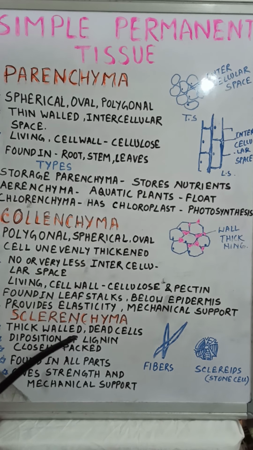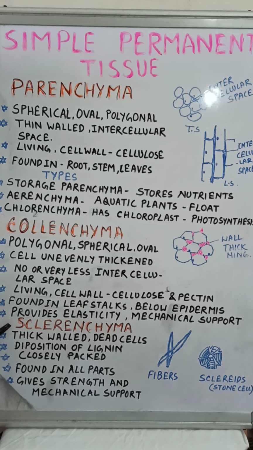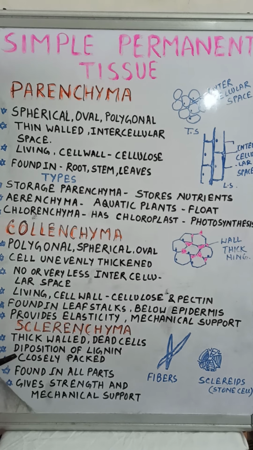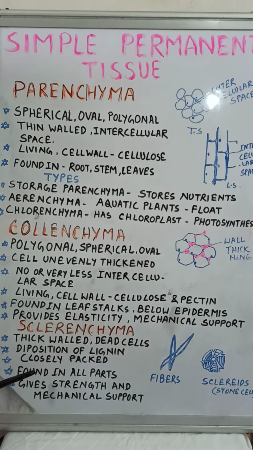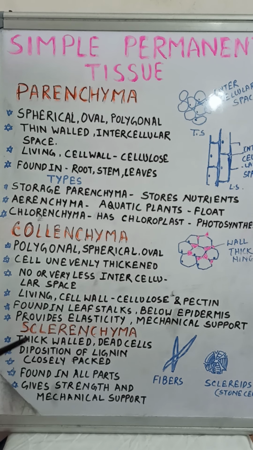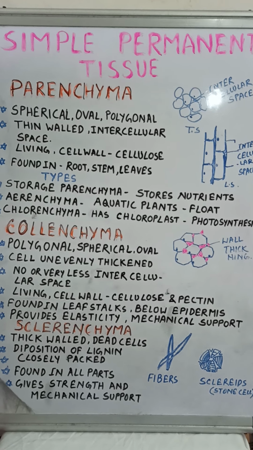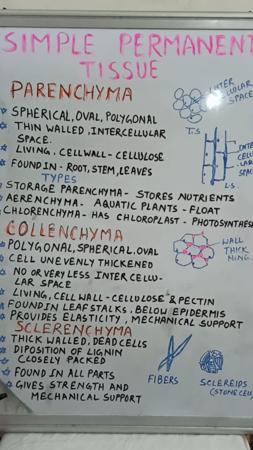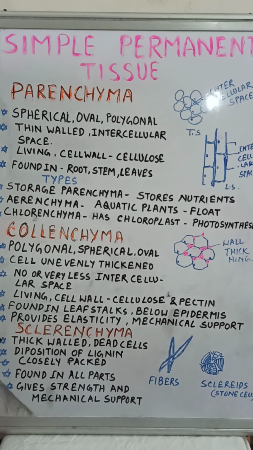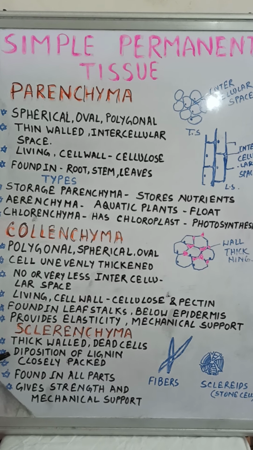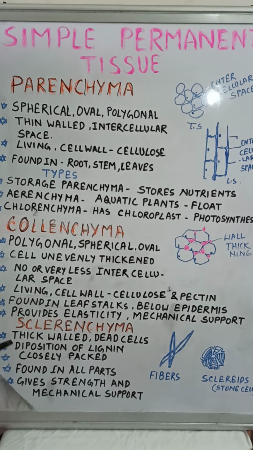The sclerenchymatous tissue occurs in all the parts of the plant. When you study the vascular bundle, you will find that the sclerenchymatous fibers are found in the xylem as well as the phloem. So we find them in the vascular tissue. And what does it do? Since it is the dead tissue, it provides lots of mechanical support to the plant. So sclerenchymatous cells are dead cells and the walls are thickened due to the deposition of lignin. They are very closely packed and they give mechanical support to the plants.